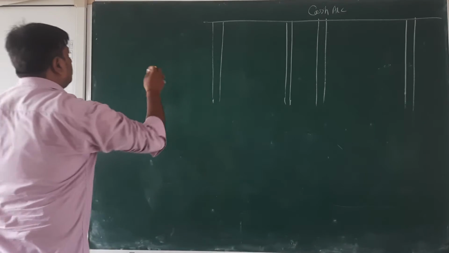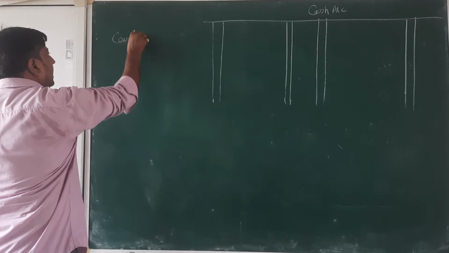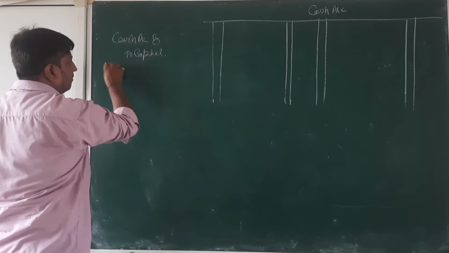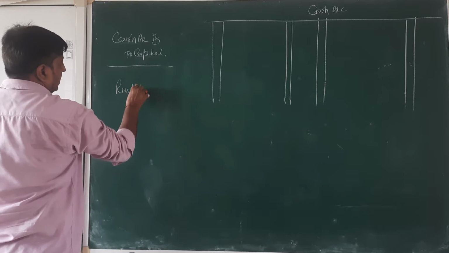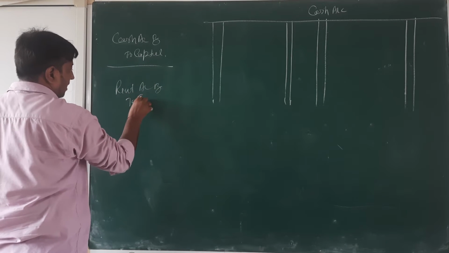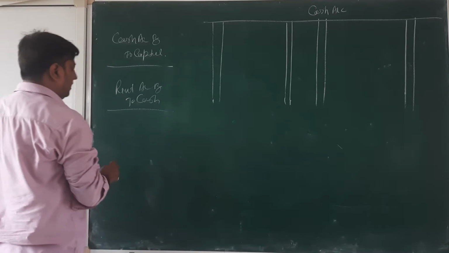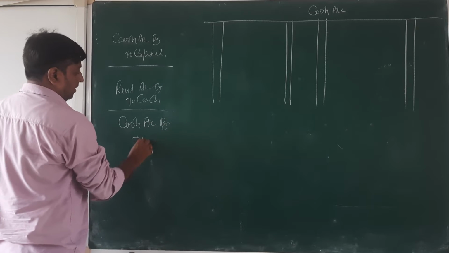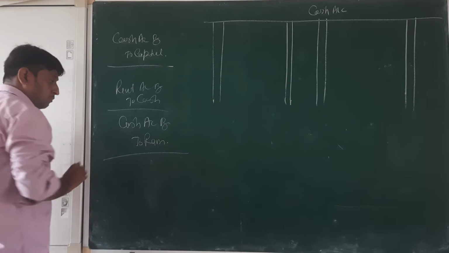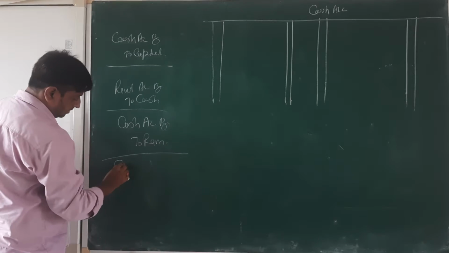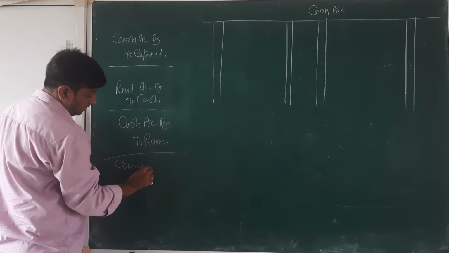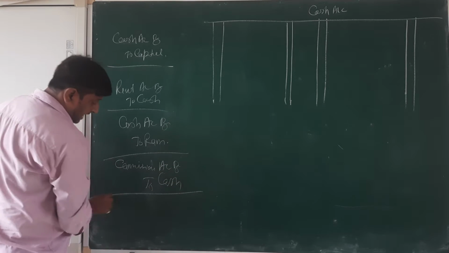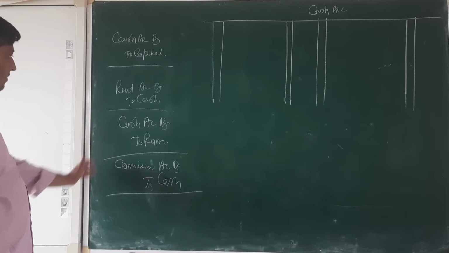Just see the entries. Cash account debit to capital, one entry. Rent account debit to cash, second entry. Cash account debit to Ram, one more entry. Then commission account debit to cash. Okay, how are we going to post it?